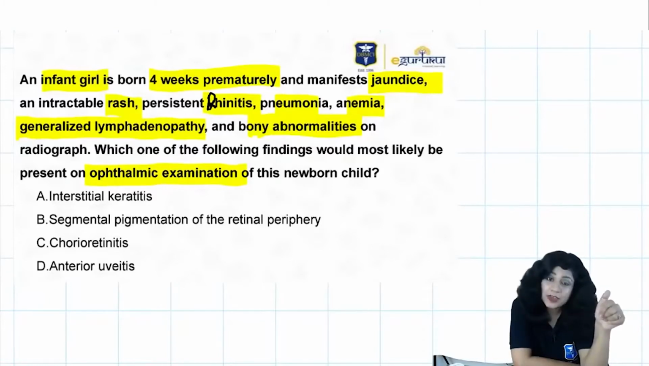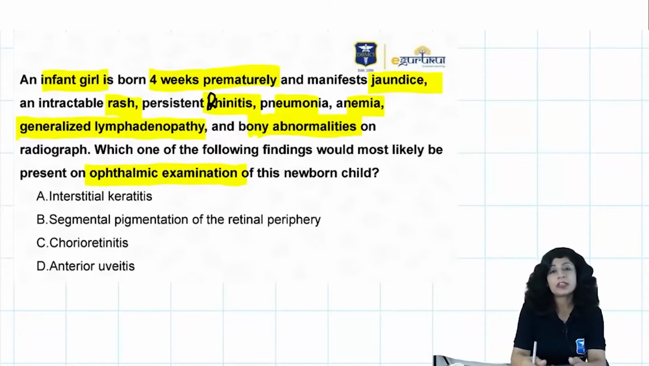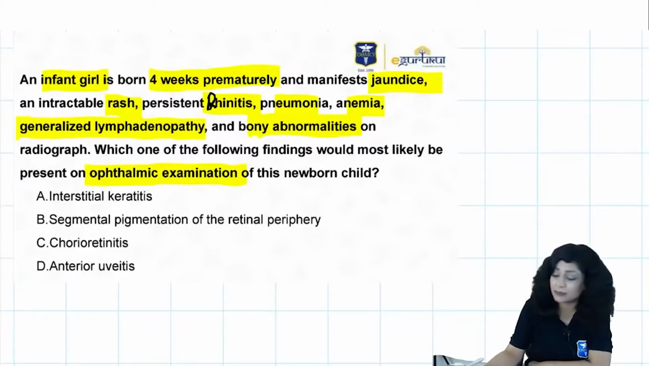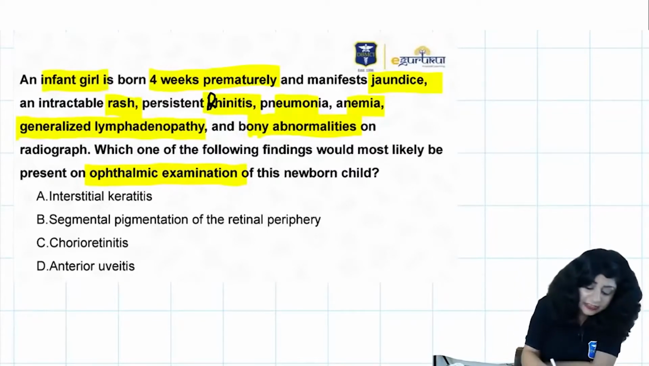So anterior uveitis, chorioretinitis is posterior uveitis, or presenting with interstitial keratitis, or we can have the segmental pigmentation of the retinal periphery. What will be the presentation? So what is the diagnosis first? So they are asking you the diagnosis indirectly, only then you will be able to tell the ophthalmic one. So people are saying answer is interstitial keratitis, syphilis, viral keratitis, congenital syphilis. Yes, so diagnosis is correct.